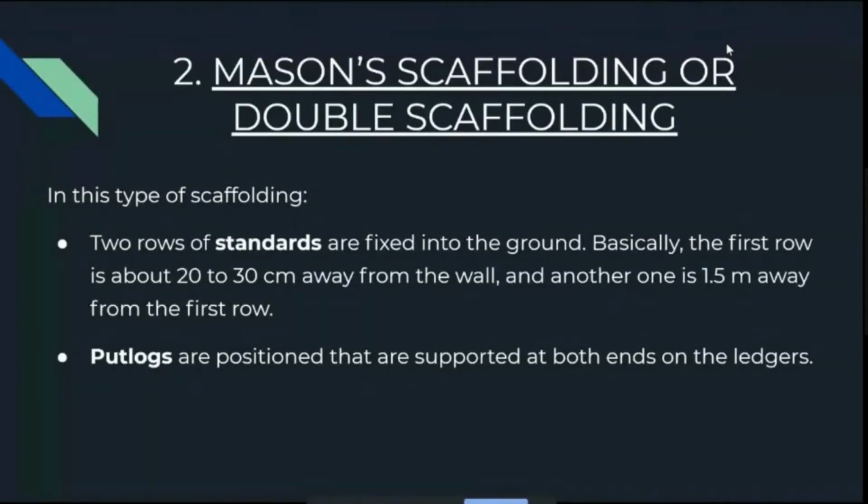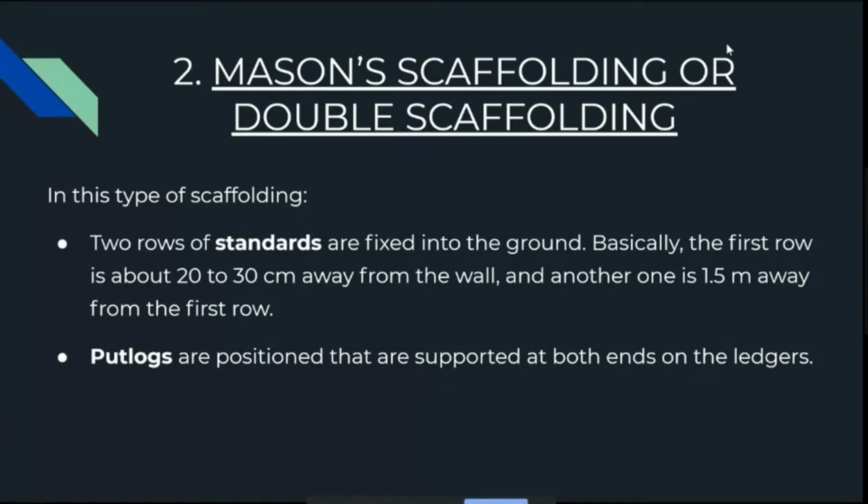Then is the mason scaffolding or double scaffolding. Mason scaffolding is commonly used in case of stone masonry, and it is stronger than the single scaffolding. The main difference in single and double scaffolding is that in double scaffolding, two rows of standards are fixed into the ground, with the first row very close to the wall at 20 to 30 centimeter distance, and the other row of standards 1.5 meter away from the first row. And the putlogs are positioned so that they are supported at both ends on the ledgers.